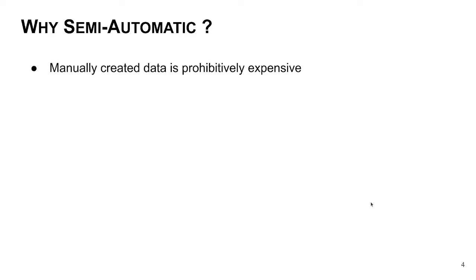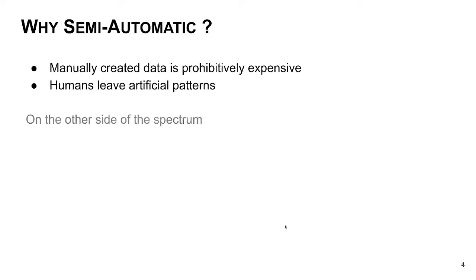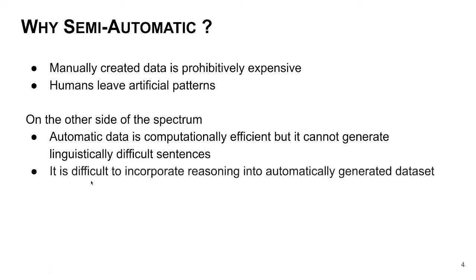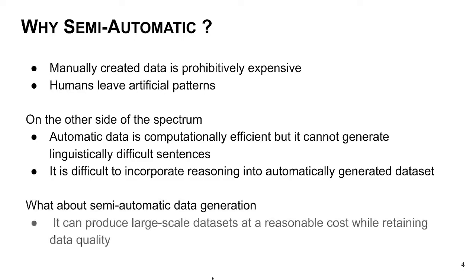Now, why semi-automatic data? Manually created data is extremely expensive, and humans may leave artificial patterns, such as sticking to some keys more than others. On the other side of the spectrum, we have automatic data, which is computationally efficient, but it cannot generate linguistically difficult sentences, and it is also difficult to incorporate reasoning into automatically generated data. What about semi-automatic data generation? It can produce a large-scale dataset at reasonable cost while retaining data quality. That is, we can incorporate reasoning into it because we have a human in the loop here.